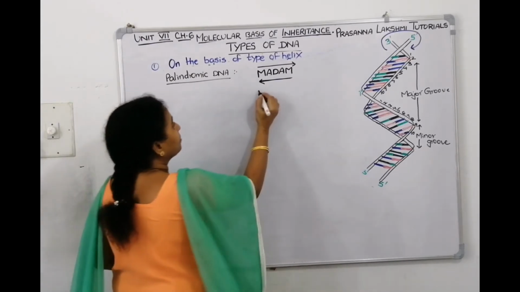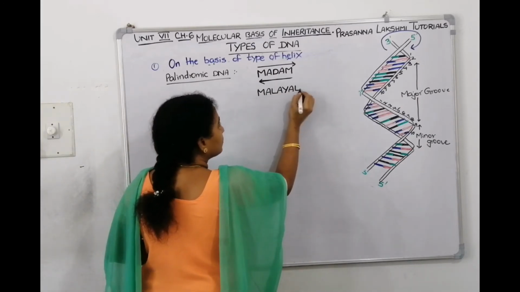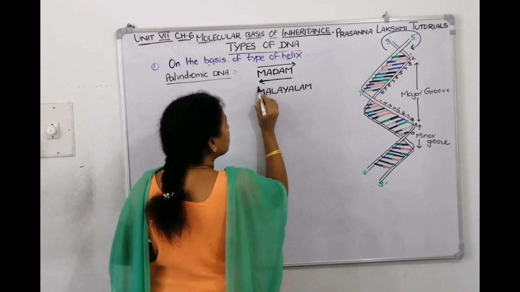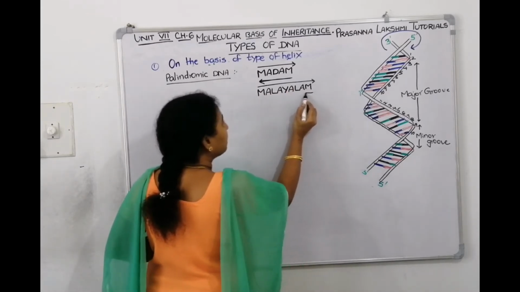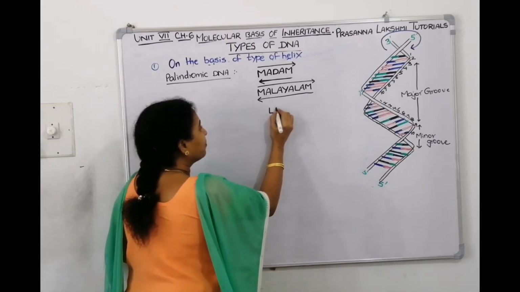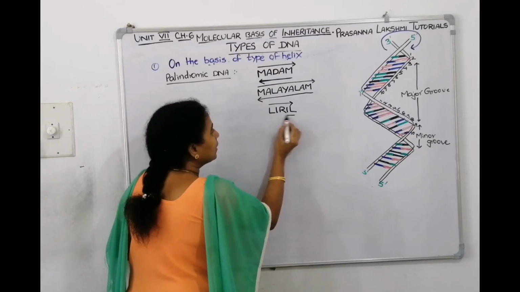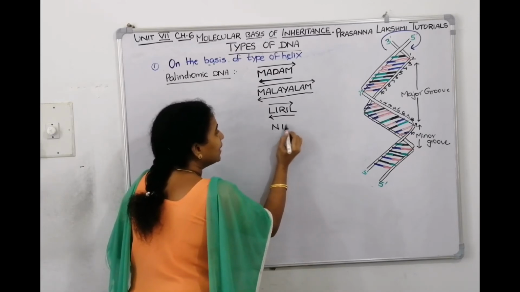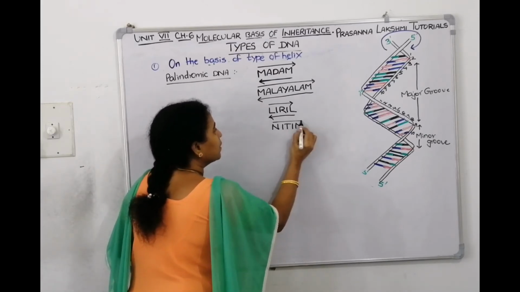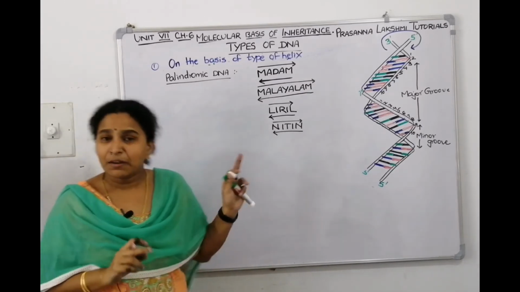Malayalam is a palindrome. This way also it is Malayalam. Liril is a palindrome. This way also Liril. Nitin, this way also Nitin. So these are palindromic words in English.